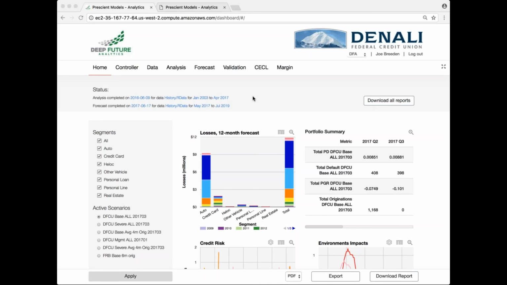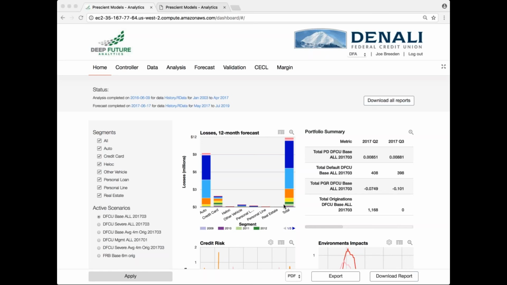The only differences are some of the assumptions, some of the scenario elements that go into those different parts. So in the software today, you'll see a logo, Denali Federal Credit Union. Denali is a partner of the CUSO Deep Future Analytics, and they've graciously allowed us to give a demo of their actual portfolio, and the scenarios you'll see are the ones that they're really using. So this is a real case study, if you will.